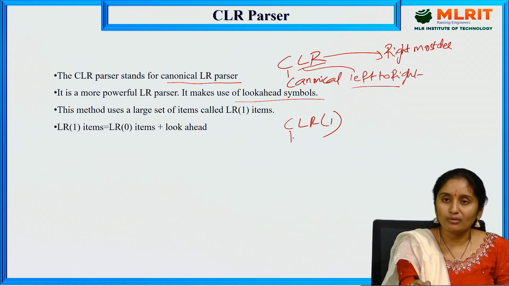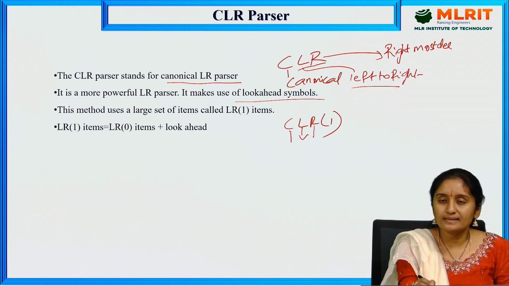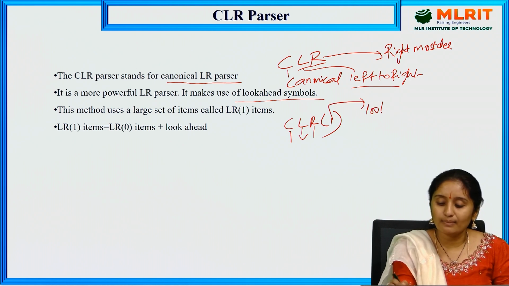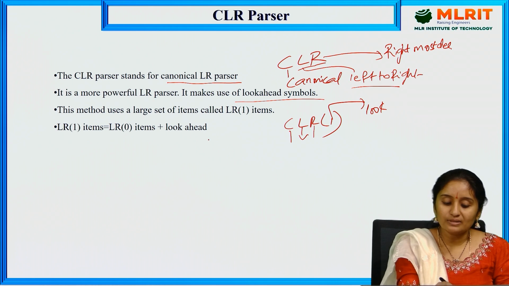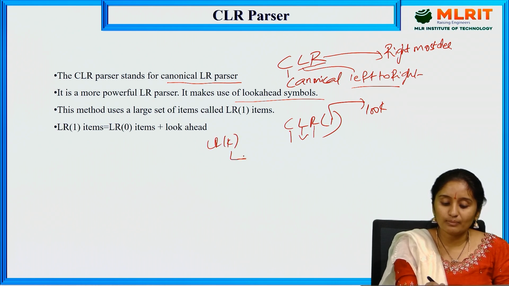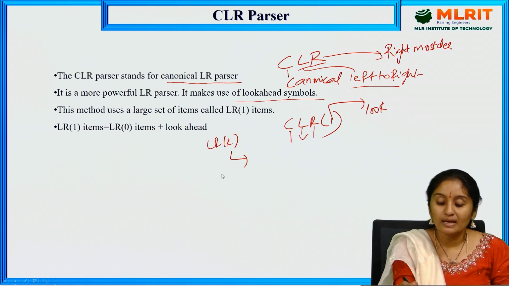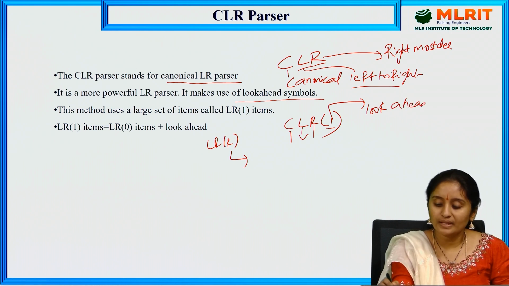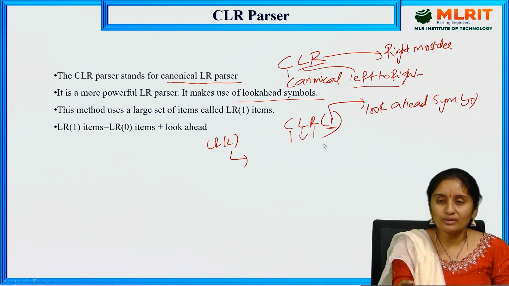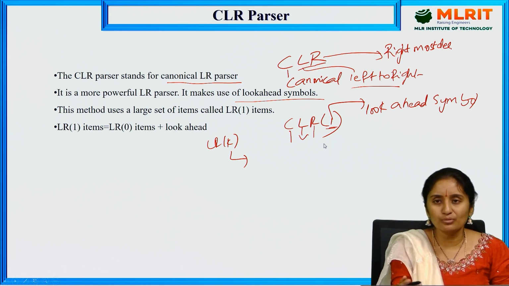C stands for canonical LR parser. L is left to right scan. R is rightmost derivation. 1 is the look ahead symbol. Actually we have seen LR(k), where k points to the number of look ahead symbols. Here I have 1, which points to one look ahead symbol. So 0 means 0 look ahead symbols, 2 means 2 look ahead symbols. Here we are going to have CLR(1) parser, where 1 points to look ahead symbol.